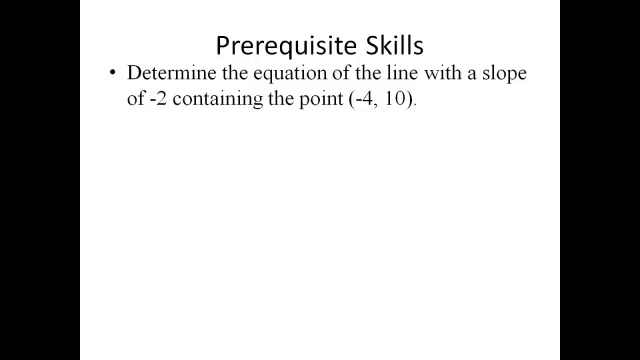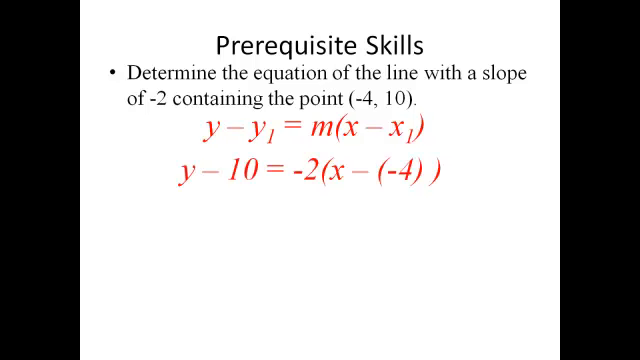So let's look at one more problem. Let's determine the equation of the line with a slope of -2 and containing the point -4, 10. Well, again, let's remember the point slope form of the equation of a straight line. y minus y1 equals m times x minus x1. Now let's substitute the slope of -2 in for m, and we'll substitute -4 for x1. We'll substitute 10 for y1.